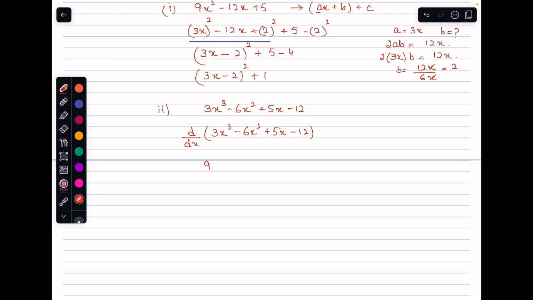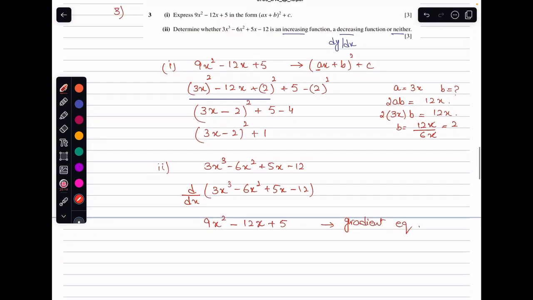So if I differentiate this function, then here I know that the differential equation comes out to be 3 times 3, that will give me a 9, and then this cube gets reduced by 1. So I should say it's 9x squared, and then it's 6 times 2 giving me 12, x squared reduced by 1 giving me an x, and then I should be left with a 5, and negative 12 gets eliminated. So this is going to be my differential equation, which is actually the gradient equation, and this gradient equation will help me to decide whether the function is increasing, decreasing, or neither.